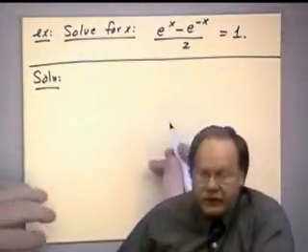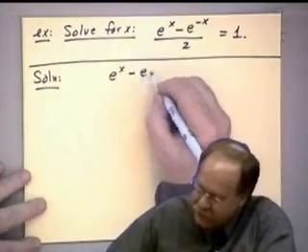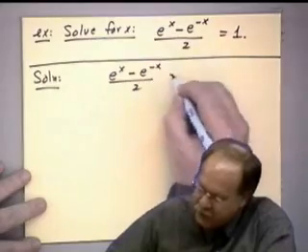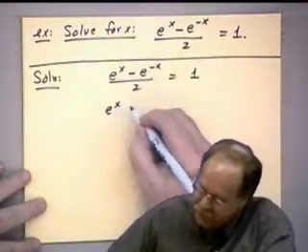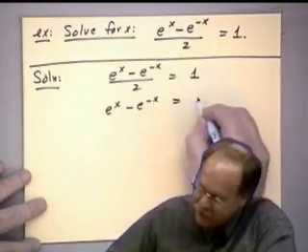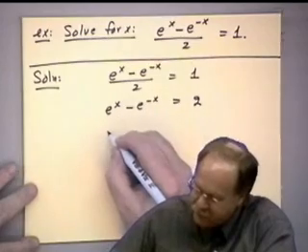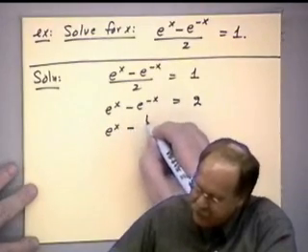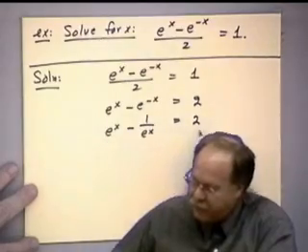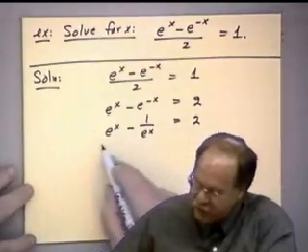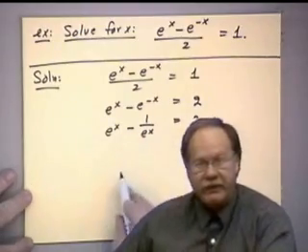Well, to begin with, let's just see if we can simplify a little bit. e to the x minus e to the minus x over 2 equals 1. I can certainly multiply both sides by 2. So I'll have e to the x minus e to the minus x equals 2. And then I never like having negative powers, so let me rewrite this without that. e to the x minus 1 over e to the x equals 2. And then I would prefer not to have fractions, so let's eliminate this denominator. How about that?